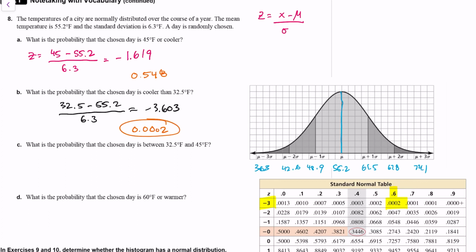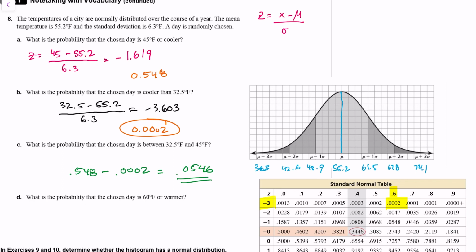Next up, what is the probability that a day is chosen between 32.5 and 45 degrees Fahrenheit? Okay, so let's take a look at our two numbers. It's going to be between the two. So let's go ahead and take 0.0548 that we found in part A, subtract right here 0.0002, and then we'd be able to get our probability, which is 0.0546. And there you have part C.